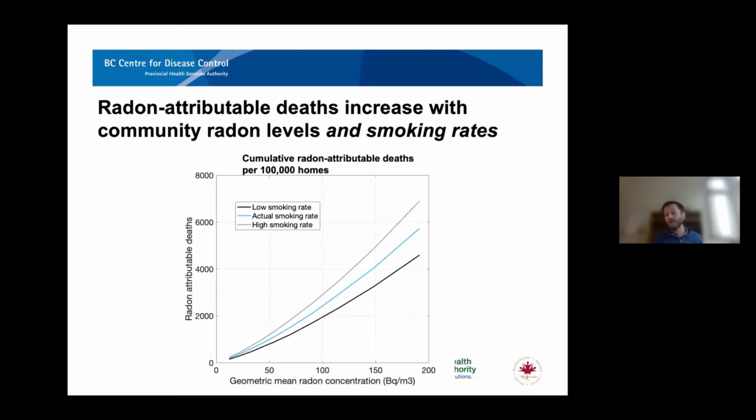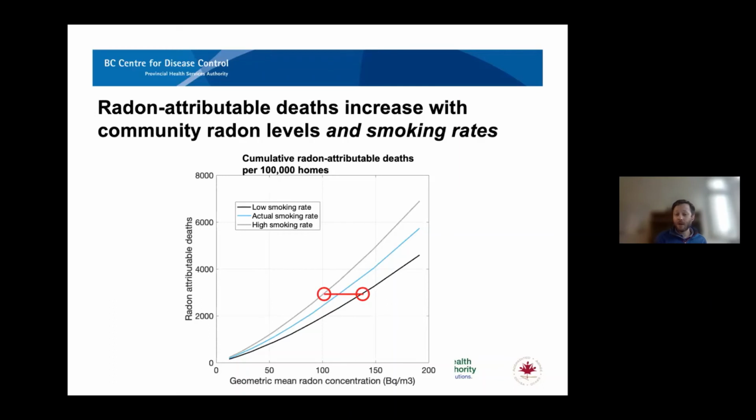And I do want to emphasize these are radon attributable. You would expect that if you go from a low smoking prevalence community to a high one, you'd have more cases of lung cancer and more deaths. But these are specifically caused by the interaction of smoking and radon. And the lines widen as you get into higher and higher radon concentrations because of that interaction and the multiplicative effect.